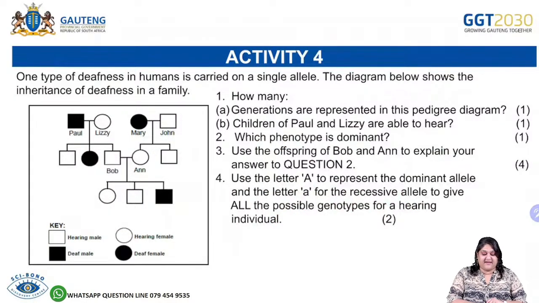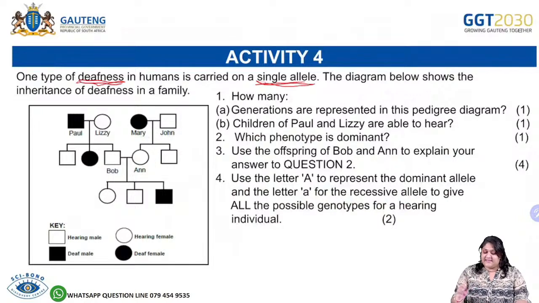Right, so now we have another question over here that has to do with deafness, okay? One type of deafness in humans is carried on a single allele. The diagram below shows the inheritance of deafness in a family. Right. Now, why I'm pausing here is because once again, all of that information that I told you, we need to do again. Number 1, they talk to you about deafness. So that is the trait that we are looking at. It tells you it's carried on a single allele.